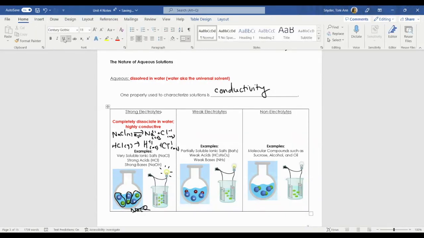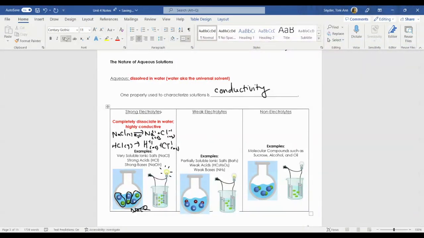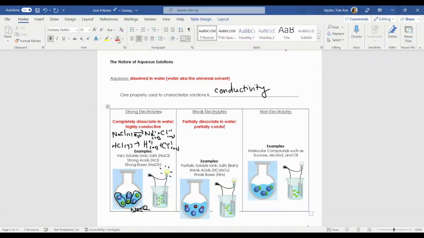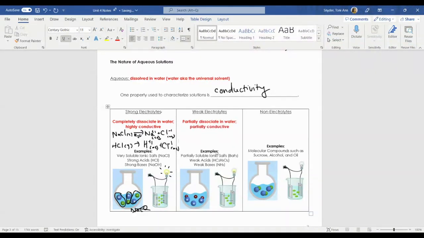Weak electrolytes, on the other hand, do not dissociate completely. They'll dissociate, but not to the extent that a strong electrolyte does. So these only partially dissociate in water, and as a result, these are partially conductive. Some examples: I have barium fluoride. I have weak acids and weak bases.